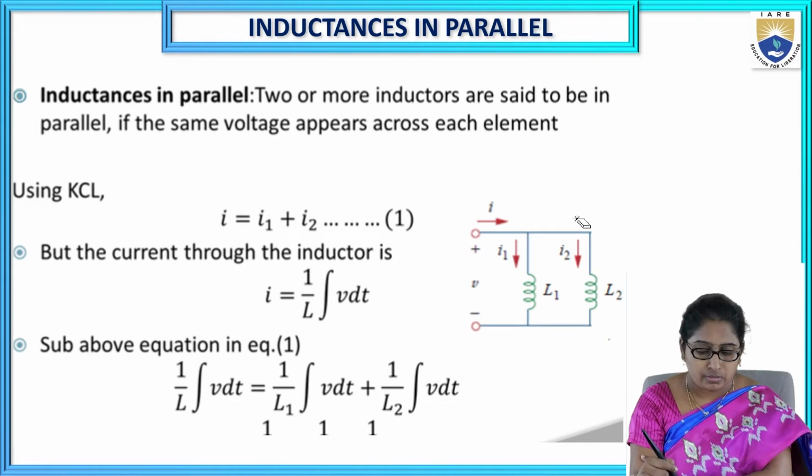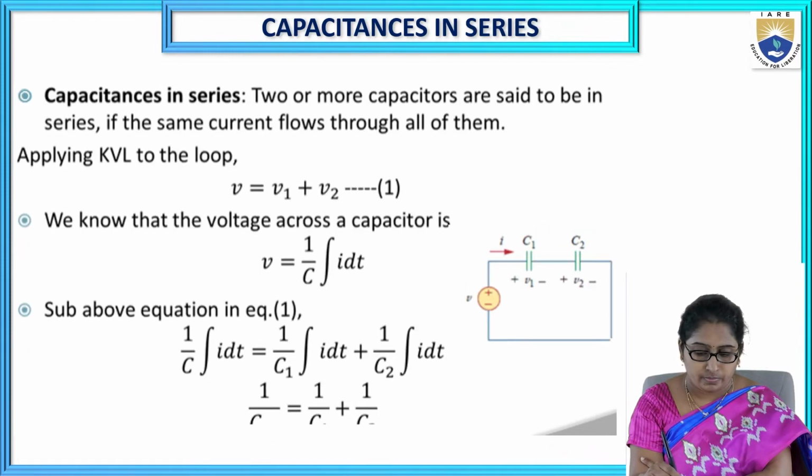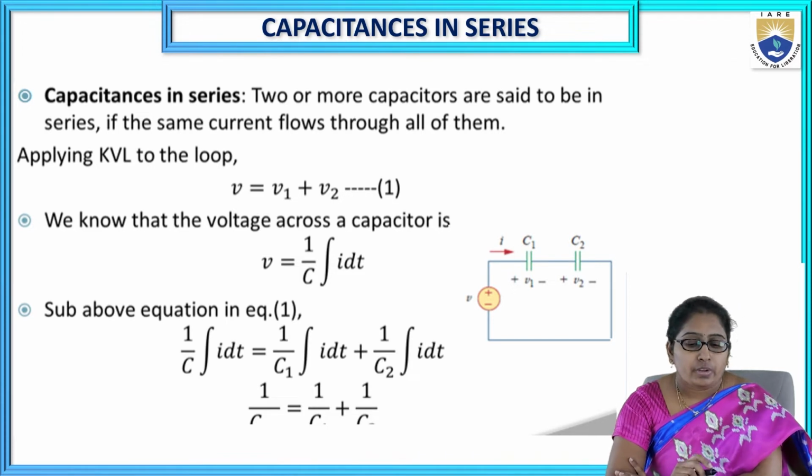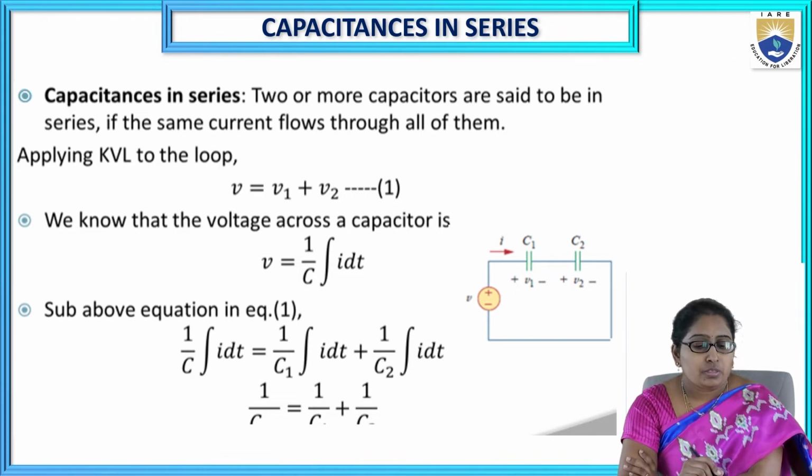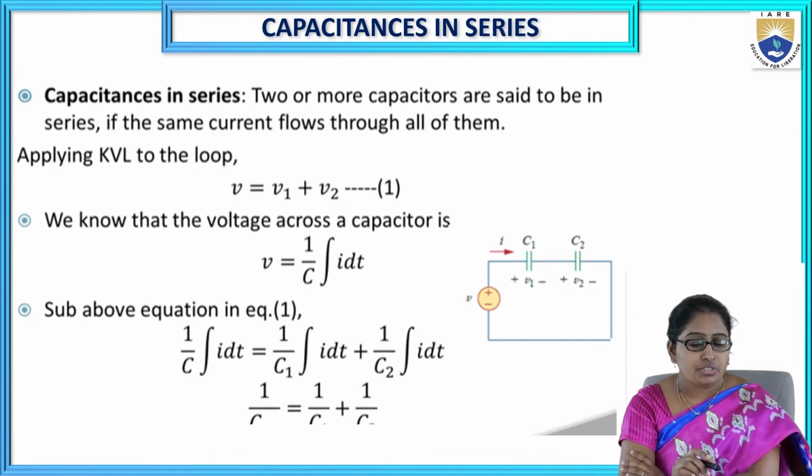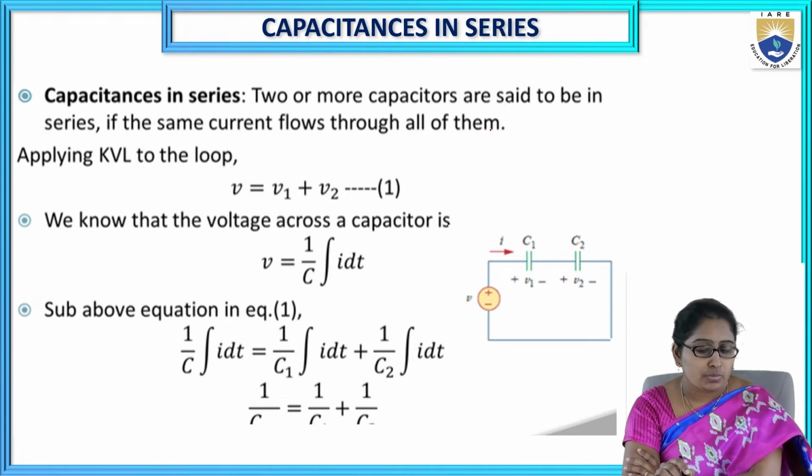Next we have capacitors. Capacitances in series. From the same basic knowledge, in a series connection the current flowing through all elements is the same, but the voltage across elements is different. Based on that concept, consider capacitors in series. Two or more capacitors are said to be in series if the same current flows through all of them. Here two capacitors are connected in series.